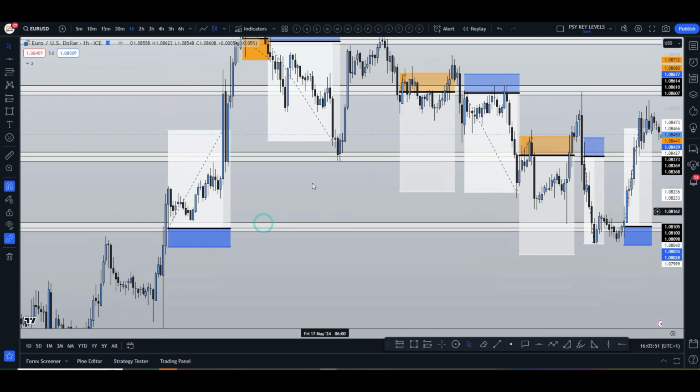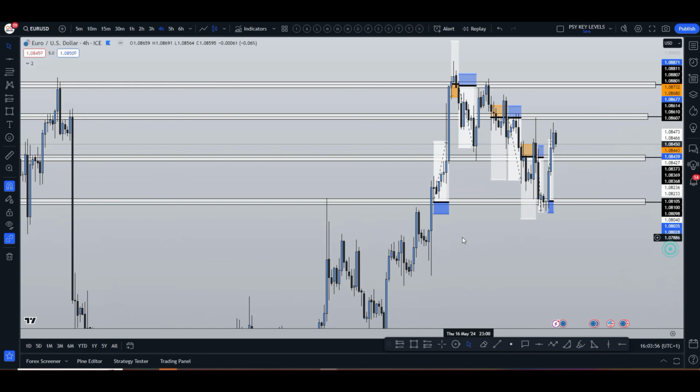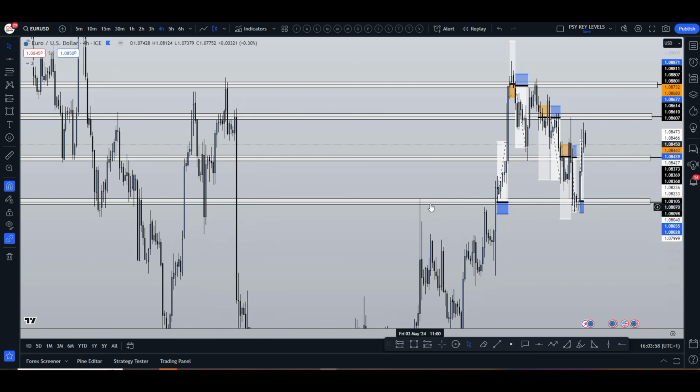Okay, so on the 4 hours, I drew my major zones. Now obviously we're getting the multiple rejections. Look at this huge wick rejection here. That's why I drew this zone over here. There were multiple rejections over here. A bit of consolidation here, the market was a bit choppy here. Now look at this clean rejection here, I drew the zone there.